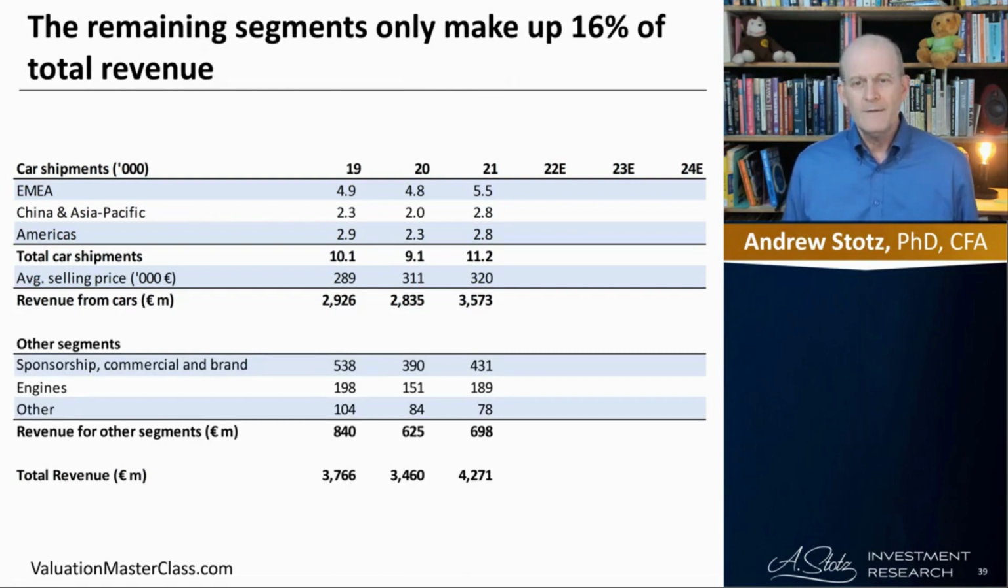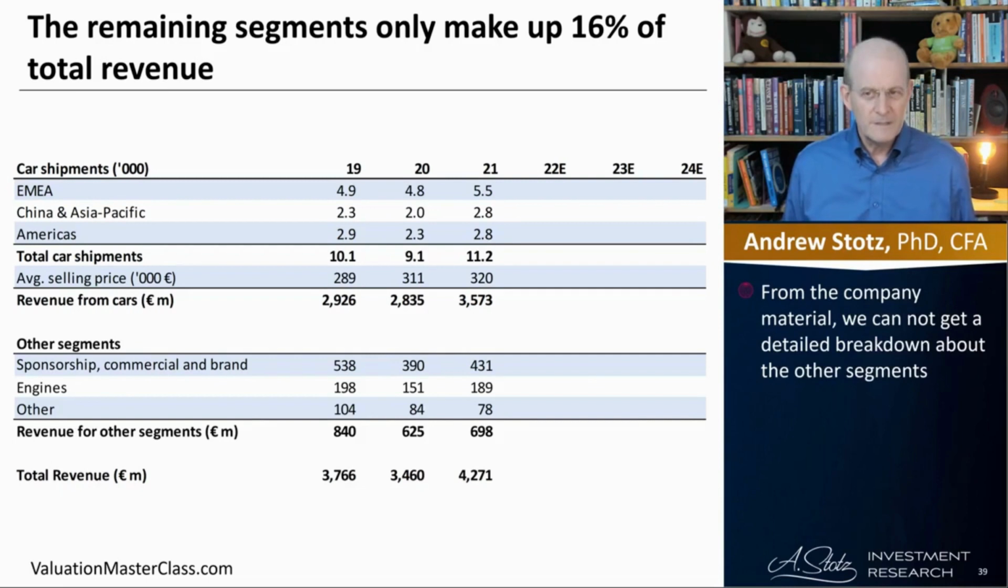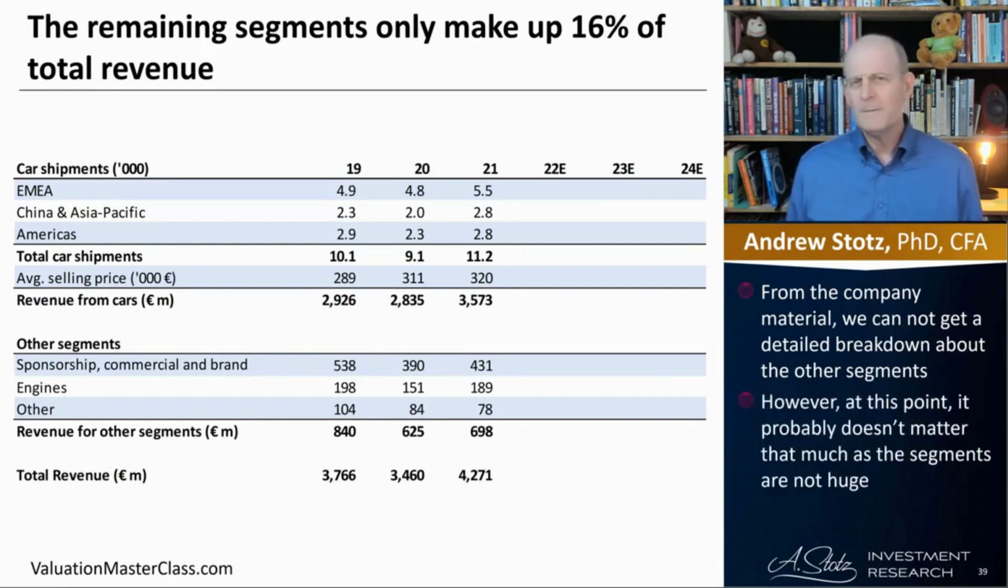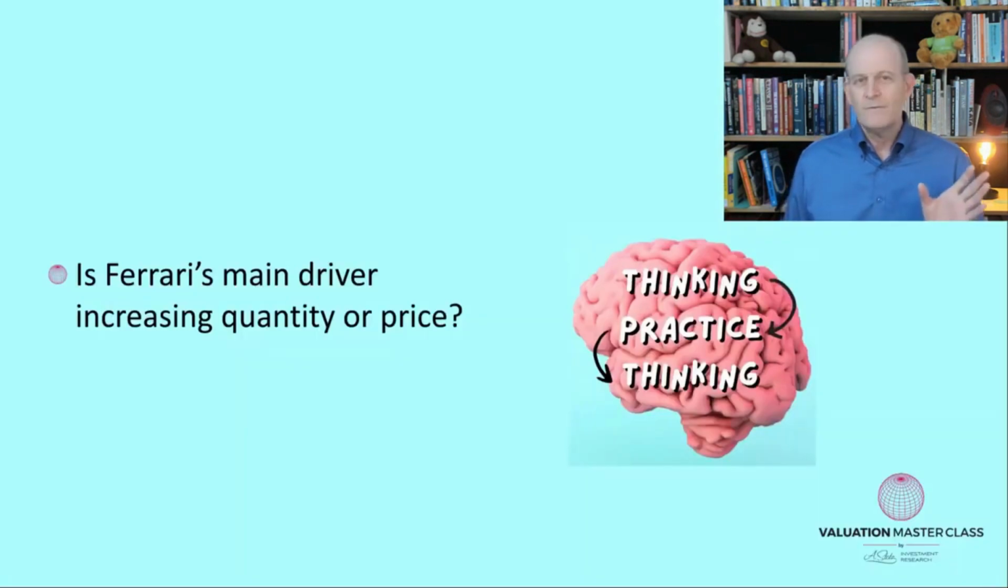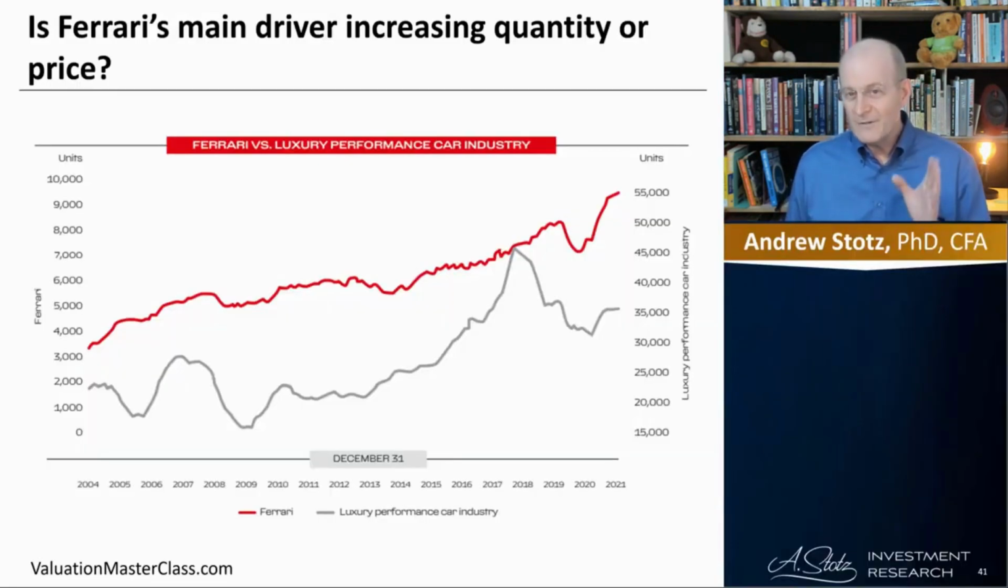Once we've got that, the remaining segments only make up 16% of revenues, so we're not going to focus too much on that, maybe just apply a growth rate. From the company material, we cannot get a detailed breakdown of these other segments. They just don't provide it. However, at this point, it probably doesn't matter that much as the segment is not huge. So my question to you is: is Ferrari's main driver increasing quantity or price? That's the challenge.